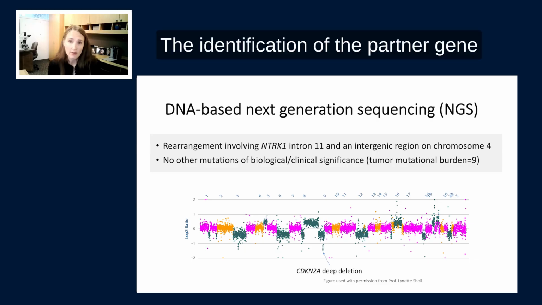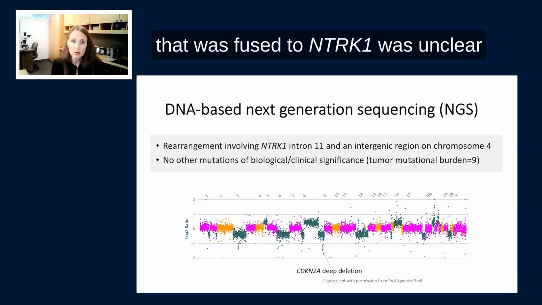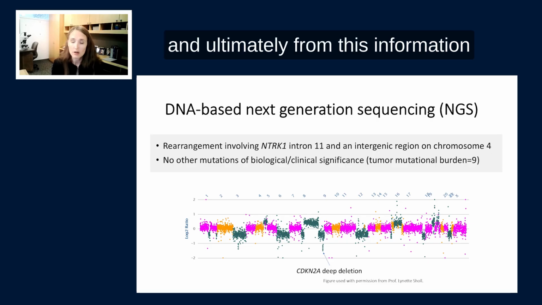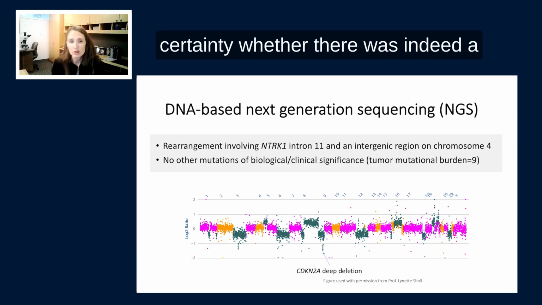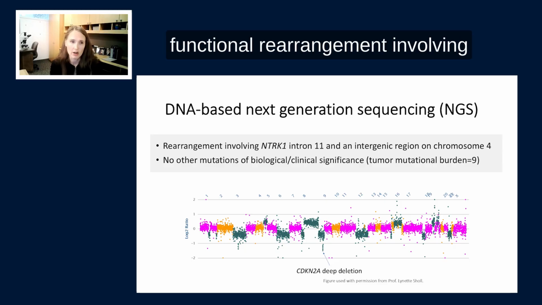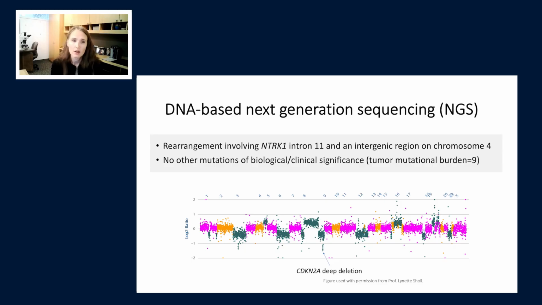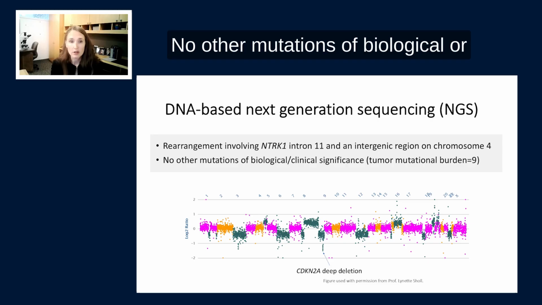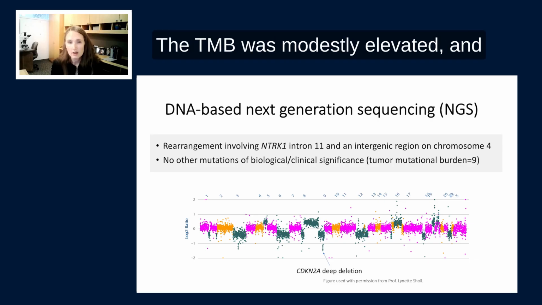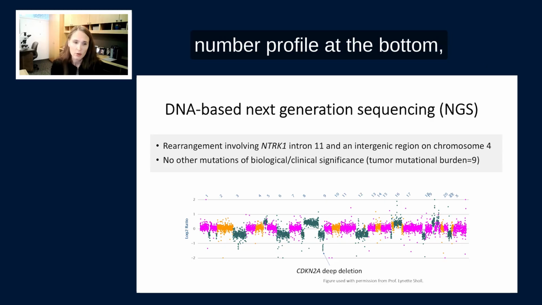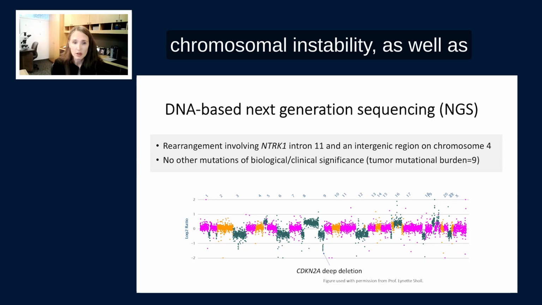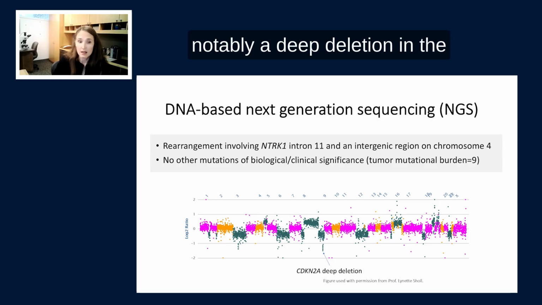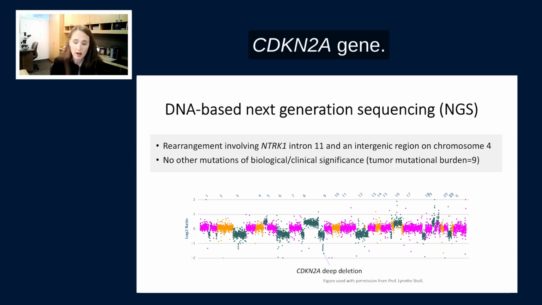The identification of the partner gene that was fused to NTRK1 was unclear, and ultimately from this information, it was difficult to determine with certainty whether there was indeed a functional rearrangement involving NTRK. No other mutations of biological or clinical significance were identified. The TMB was modestly elevated, and as you can see from the copy number profile at the bottom, there was a significant degree of chromosomal instability, as well as notably a deep deletion in the CDKN2A gene.